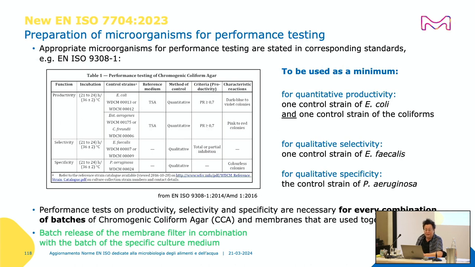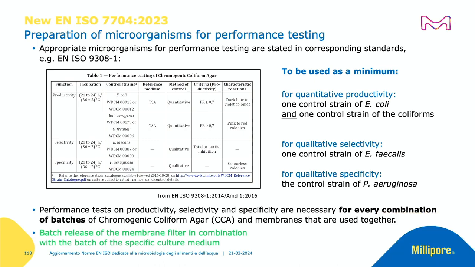So we have here also a lot of examples in the ISO 7704 and also a dedicated example of the E. coli standard, the E. coli coliform standard. I cannot make it bigger, sorry for this. So for the productivity of E. coli coliform agar, chromogenic, we have to test one E. coli and one coliform.